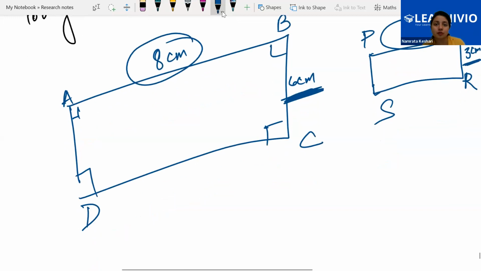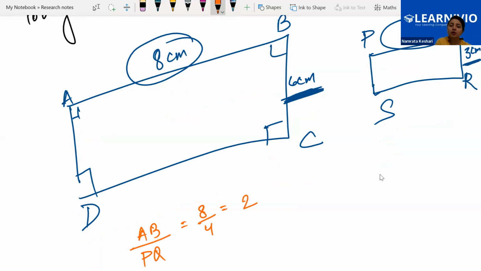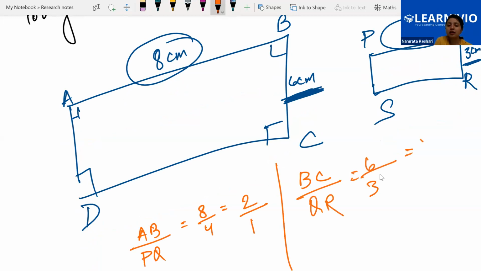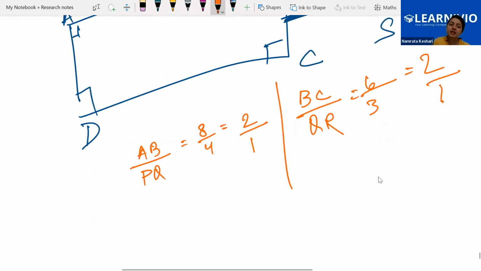Again, let's check whether the sides are in proportion or not. Proportion means the ratio between all the sides. Like AB by PQ is what? 8 by 4. That means 2 by 1. Okay. What about BC by QR? BC is 6, QR is 3. Can you see? Again, we got 2 by 1. What about CD by SR? Can you tell me what will be CD by SR?